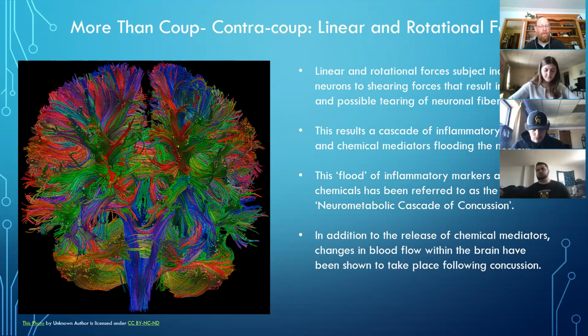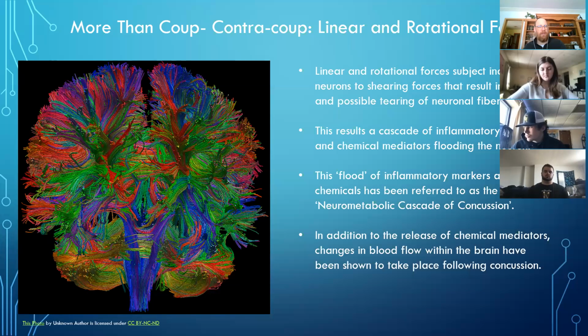And it's not one that we can actually directly even treat, okay? Which makes it very difficult. So as a result of the stretching and tearing of those neuronal fibers, inflammatory markers and chemical mediators flood the neuron. I'm going to show you guys some slides here that explain this in further detail. So what do we call this flood of inflammatory markers and chemicals?